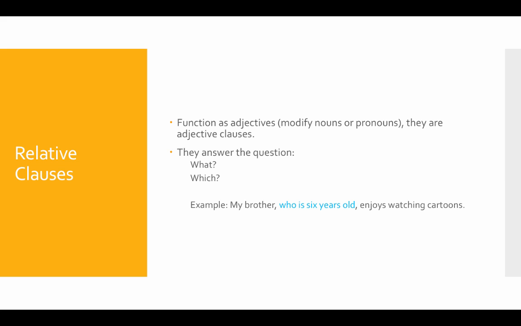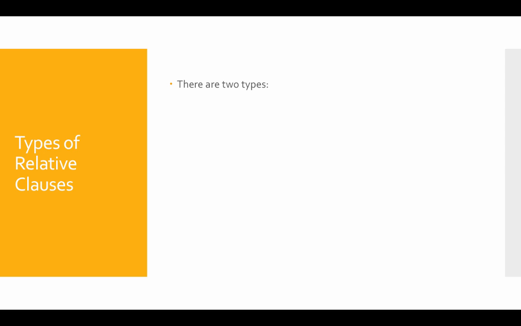As an example, we have: my brother, who is 6 years old, enjoys watching cartoons. Who is 6 years old is a relative clause because it answers the question which brother, the one who is 6 years old. Okay? There are two types of relative clauses.